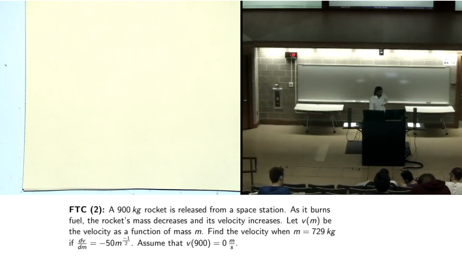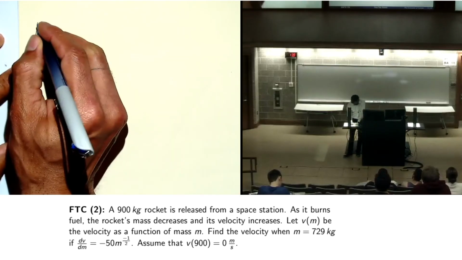Okay, a 900 kilogram rocket is released from a space station. It burns fuel, the rocket's mass decreasing and its velocity increasing. So many things are going on. Let V(m) be the velocity as a function of mass. Find the velocity when m is equal to this.